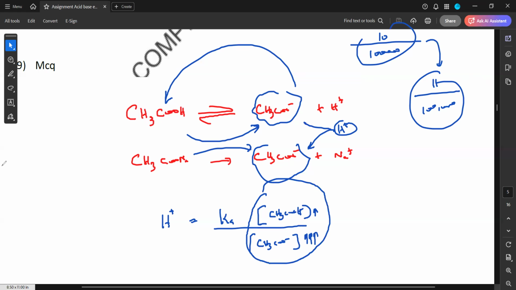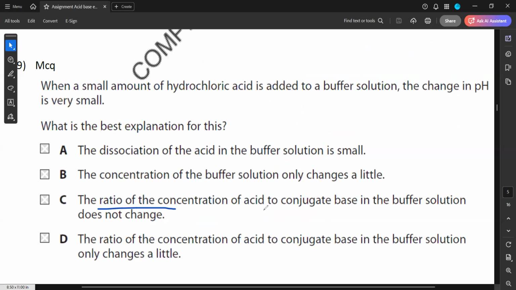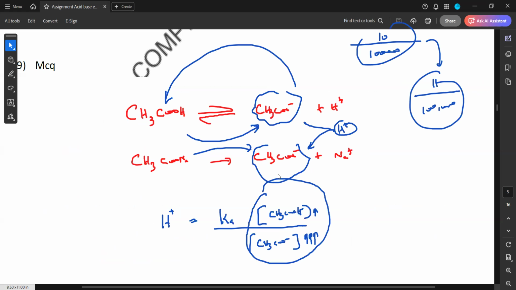Is it clear? So that is what they said. The ratio of the concentration of acid and the conjugate base in the buffer does not change. So the pH won't change. The conjugate base, the salt, is also called a conjugate base. This is the conjugate base.